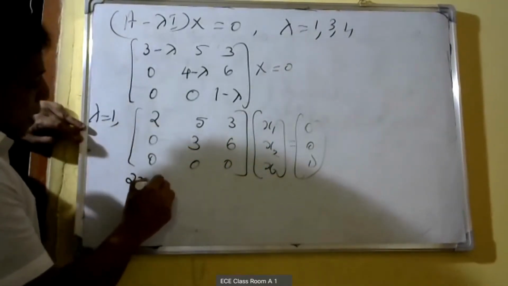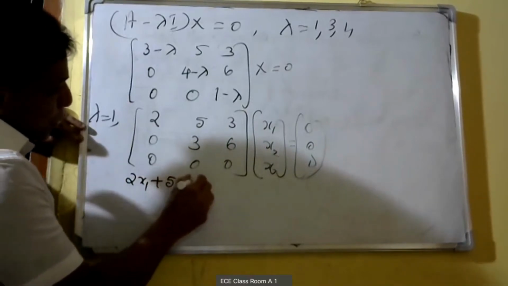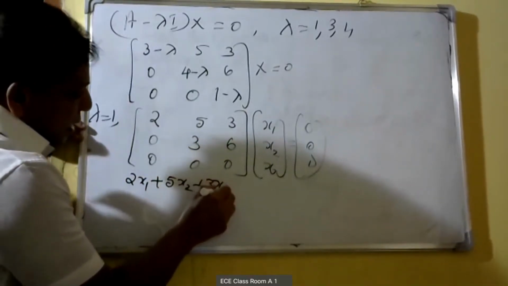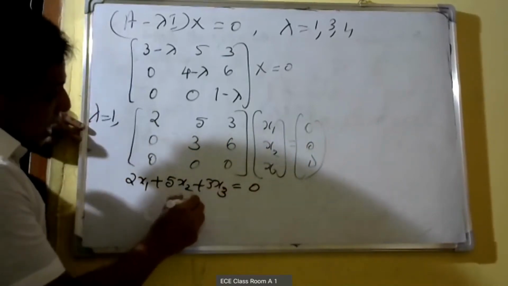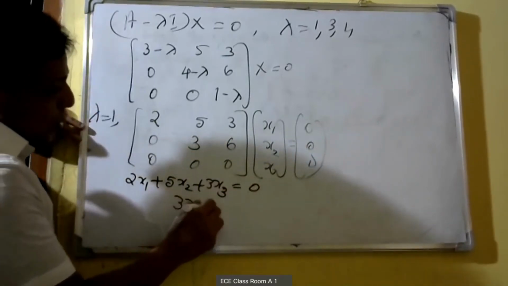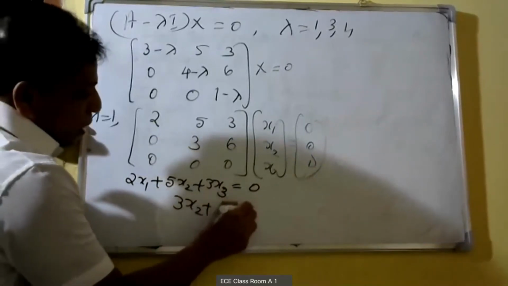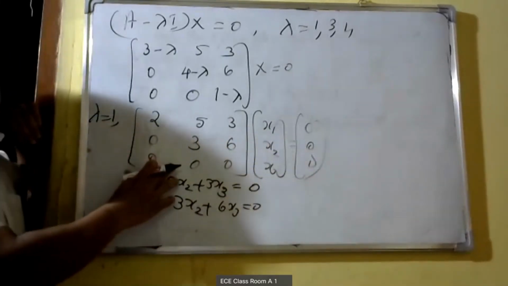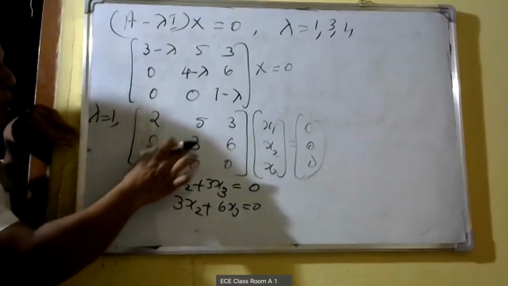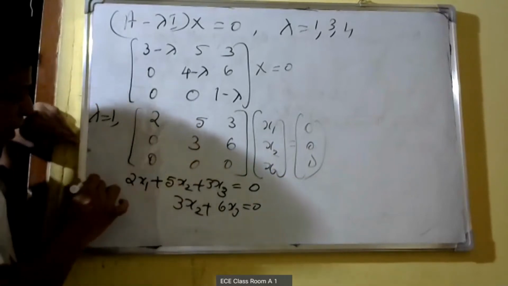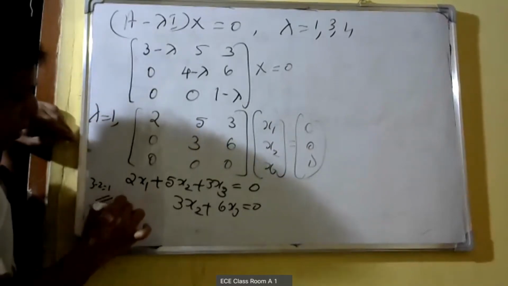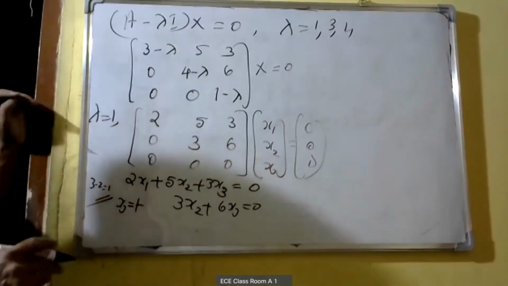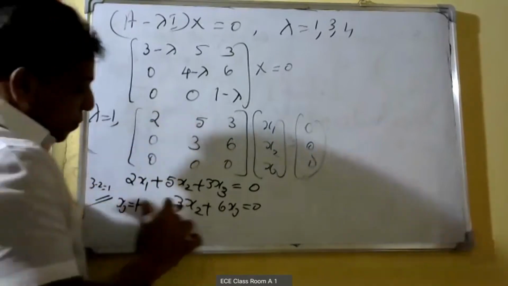2x1 plus 5x2 plus 3x3 is equal to 0. The second equation, 3x2 plus 6x3 is equal to 0. Here rank is equal to 2. Number of unknowns is 3. Therefore 3 minus 2 is equal to 1 variable, chosen as arbitrary. We choose x3 is equal to t.